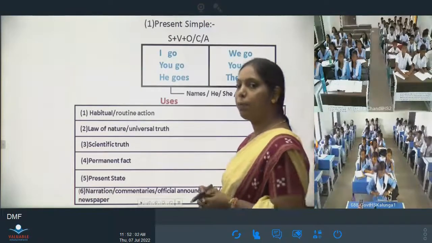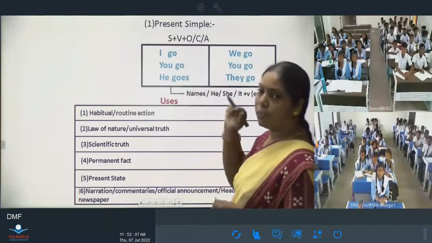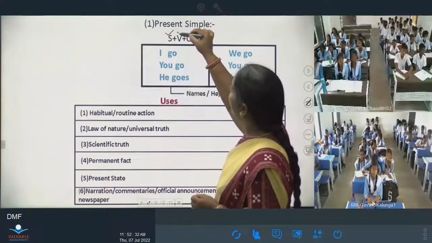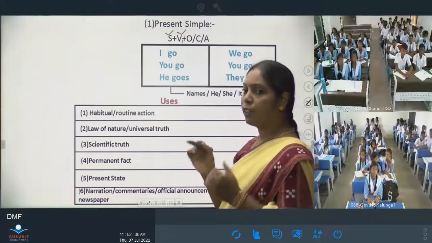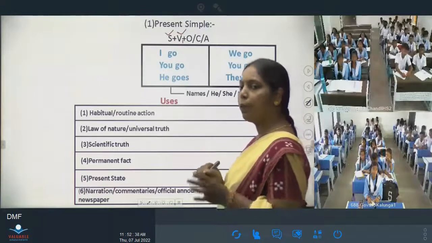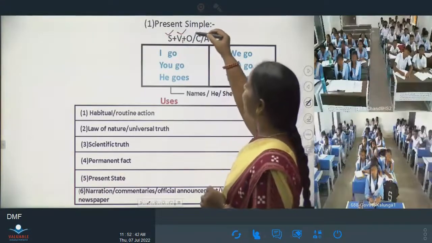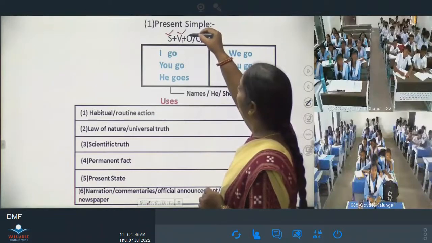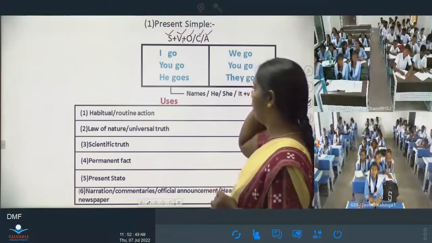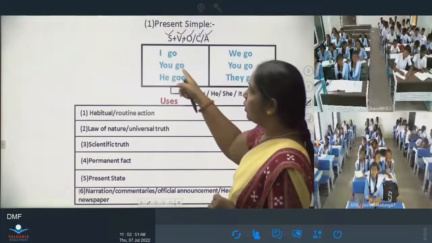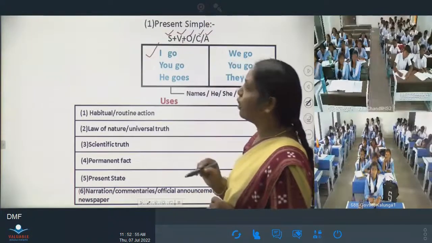Now, present simple tense. What is present simple tense? The structure of present simple tense is here. Verb in its base form. The verb will stay here in its bare form or base form. And plus, here we can add object, complement or adjunct. Now this is the format of present simple tense.